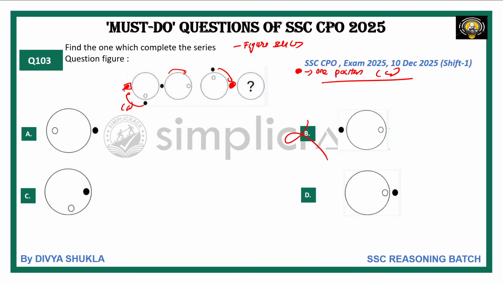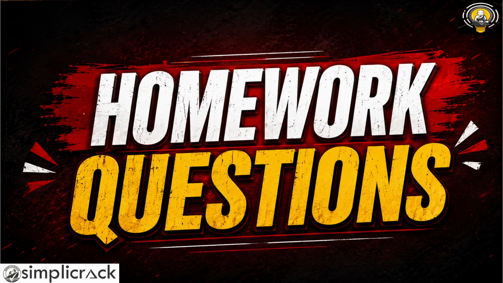Eliminate option B. Now this unshaded portion is moving one place in the anti-clockwise direction. This unshaded one moves one position anti-clockwise. Again after this you are seeing this, that means in the next position it should be present here. This is eliminated, this is eliminated. Option A is the right answer for this question.